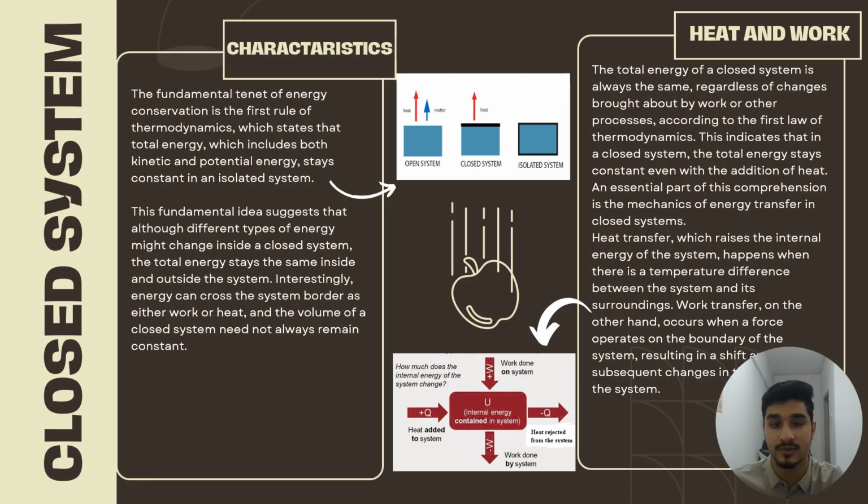Next, we talk about the closed system and the characteristics of a flow system. It suggests that the different types of energy might change inside a closed system, while the total energy stays the same inside and outside the system. The system border acts as either work or heat, and the volume of the closed system is not always constant. And then for the heat and work, an essential part of this comprehension is the mechanics of energy transfer in closed systems.